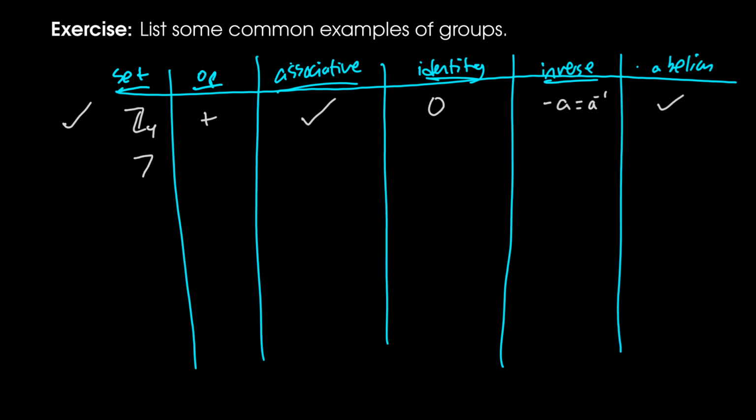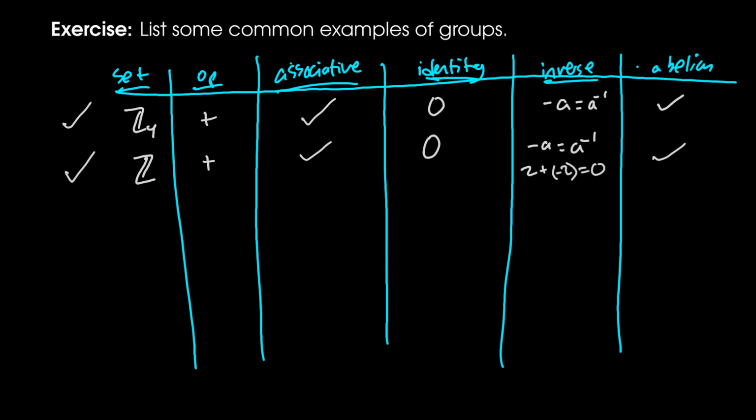What about just the integers, maybe with addition? We know integer addition is associative. We know we have an identity. And inverses: 2 plus what is 0 in the integers? Negative A is my inverse, right? So for example, 2 plus negative 2 gets me back to 0. And this is actually an abelian group as well. So the integers with addition form an abelian group.